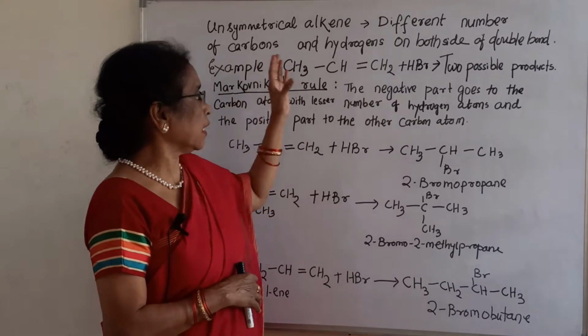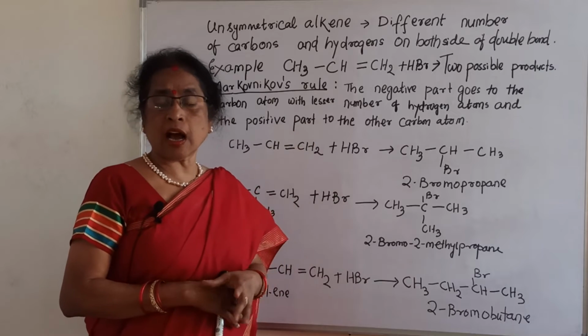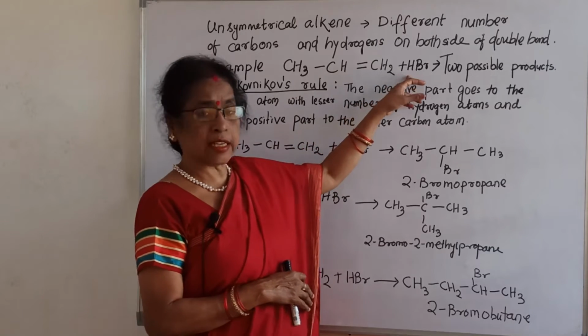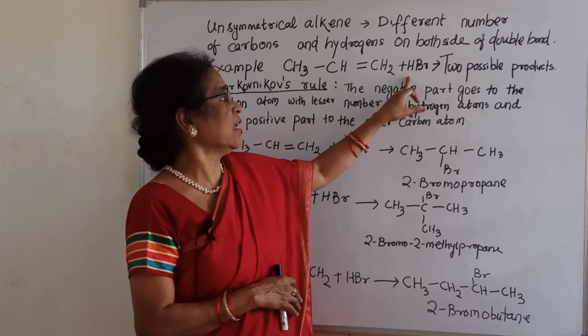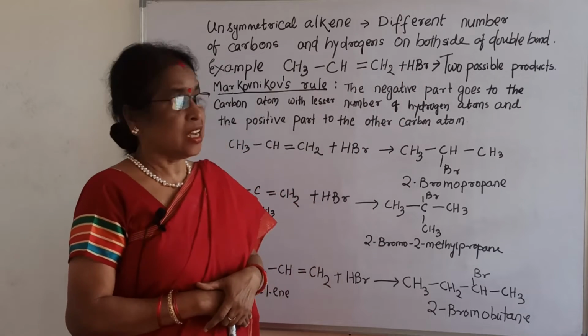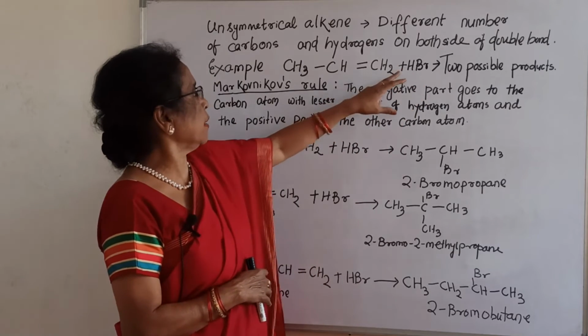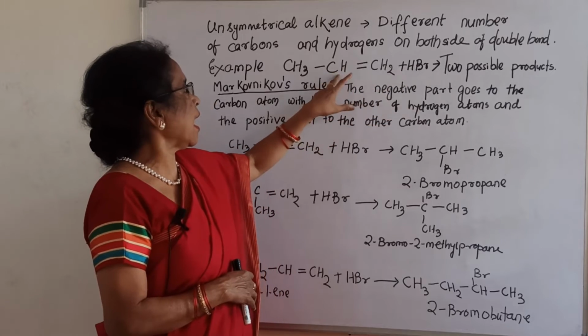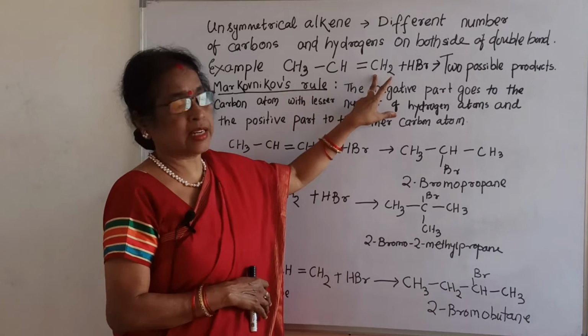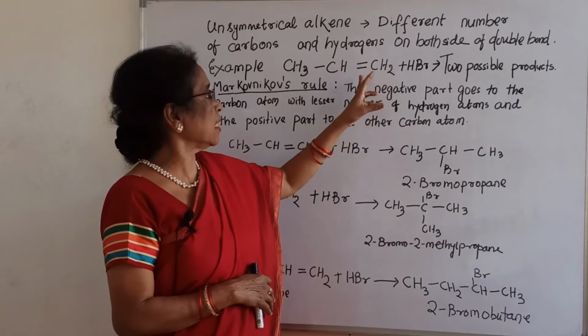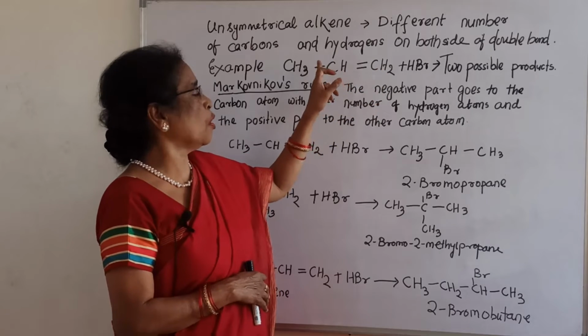So if hydrogen halide, HBr, is added to an unsymmetrical alkene, there are 2 possible products. How? Because if in HBr, H is added here and Br is added there, this is one type of product, that is 1-bromopropane.